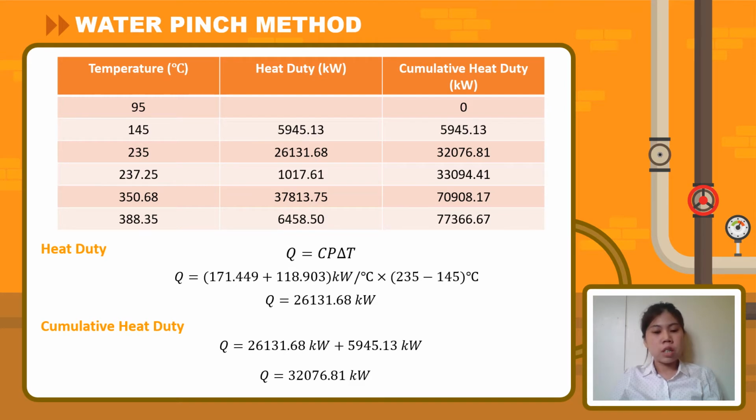For example, the Q that we calculated, which is 26,131.68 kilowatt, is added with 5,945.13 kilowatt that obtained from the interval between 95 to 145 degrees Celsius, and we get the cumulative Q equals to 32,076.81 kilowatt.